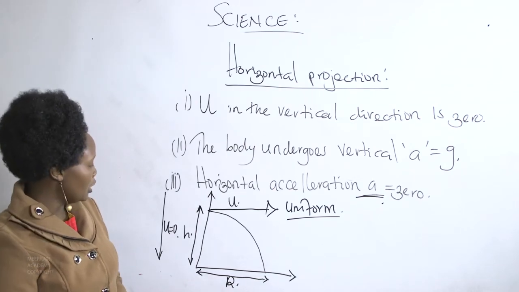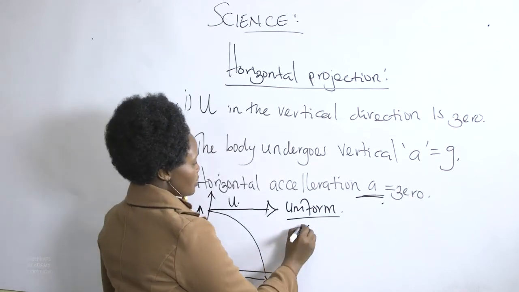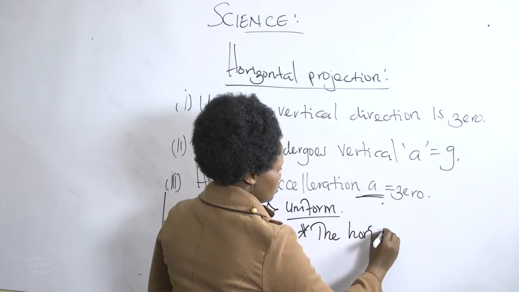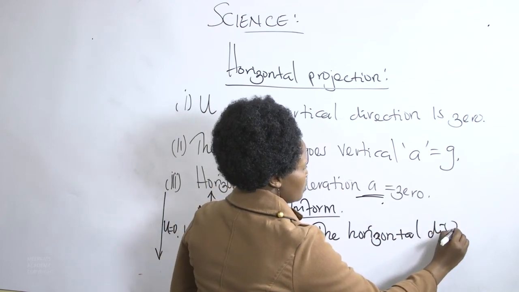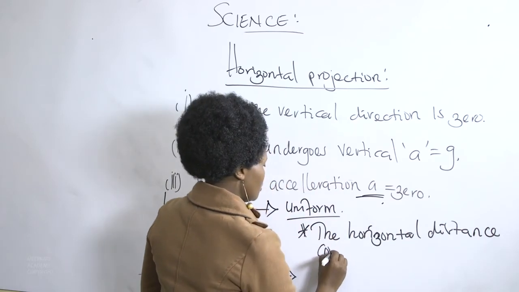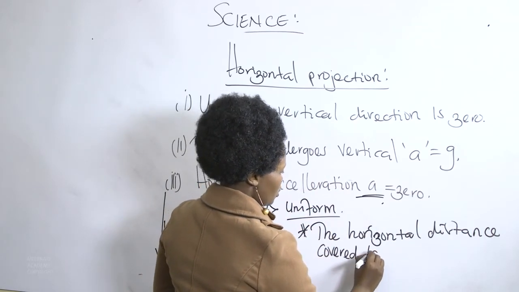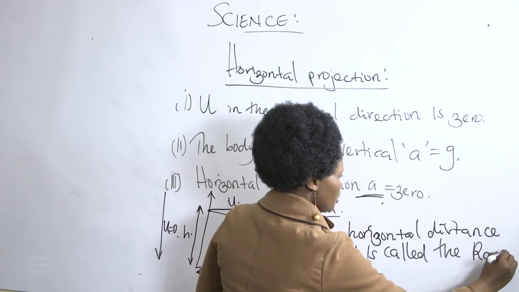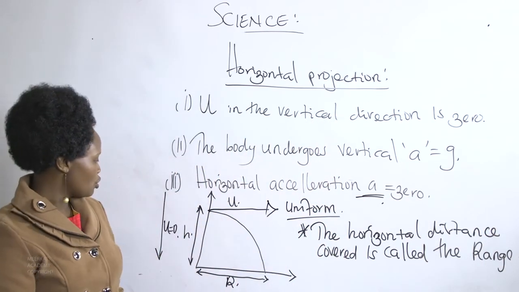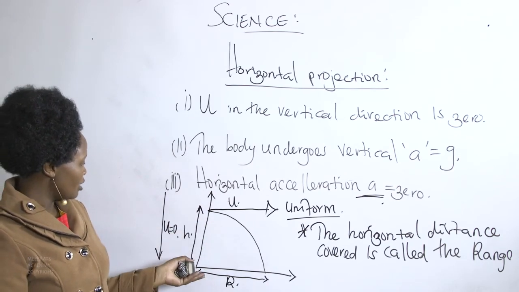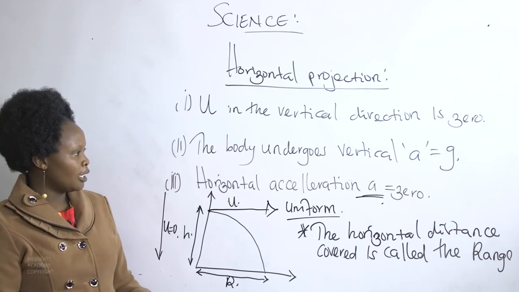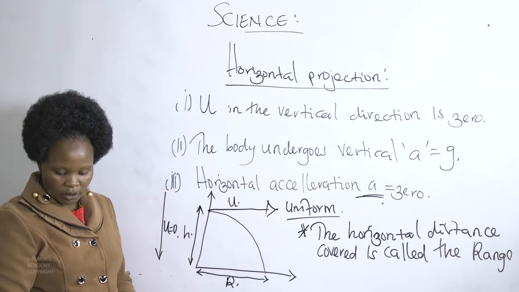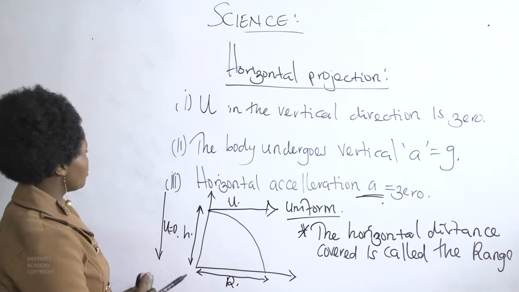Now, this horizontal distance covered is called the range, while the vertical distance is actually our height. And again, u only acts in the horizontal direction, and u in the vertical direction is 0.